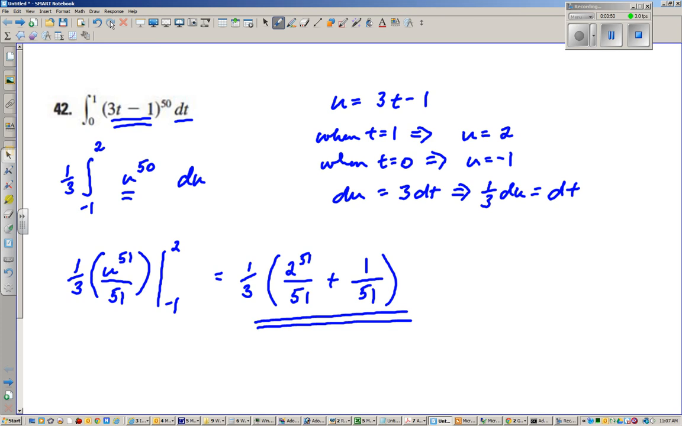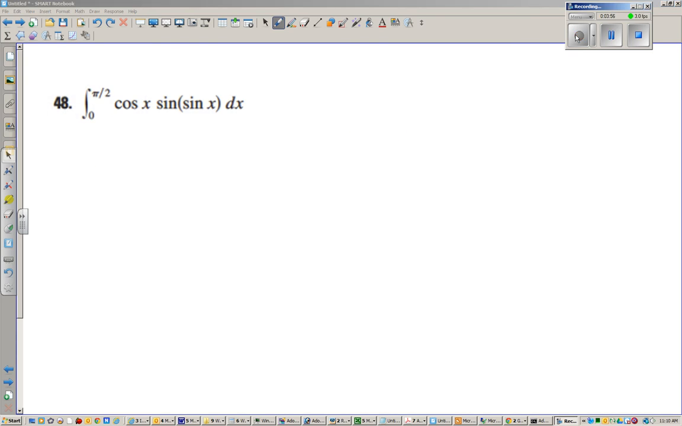42 is done. Let's look at another. Number 48 looks rather ominous, but jump in and see how this goes. I'm going to suggest that we start with a u substitution, and although it looks like a bit of a coin flip, I'm going to go with u equaling the sine of x. The derivative, of course, of sine is cosine, and I'm going to think about my limits right away.